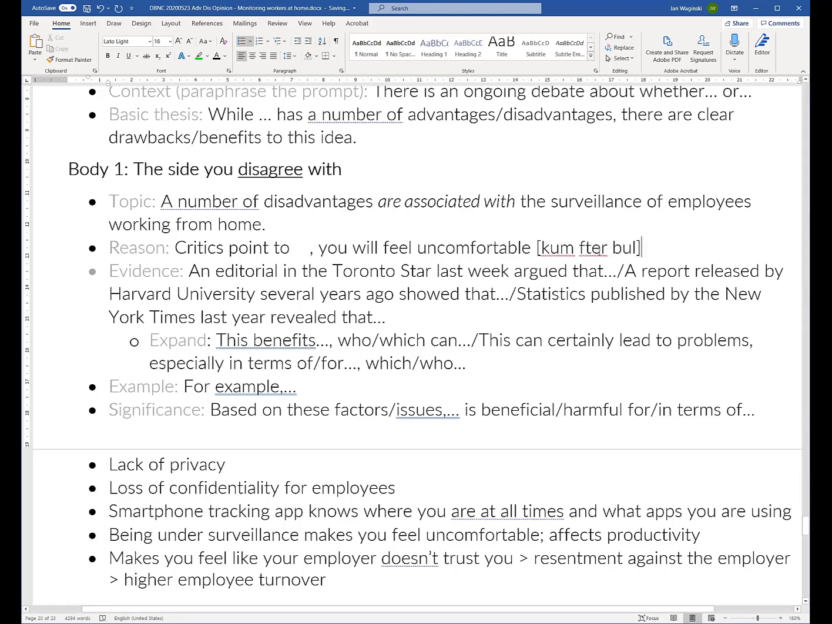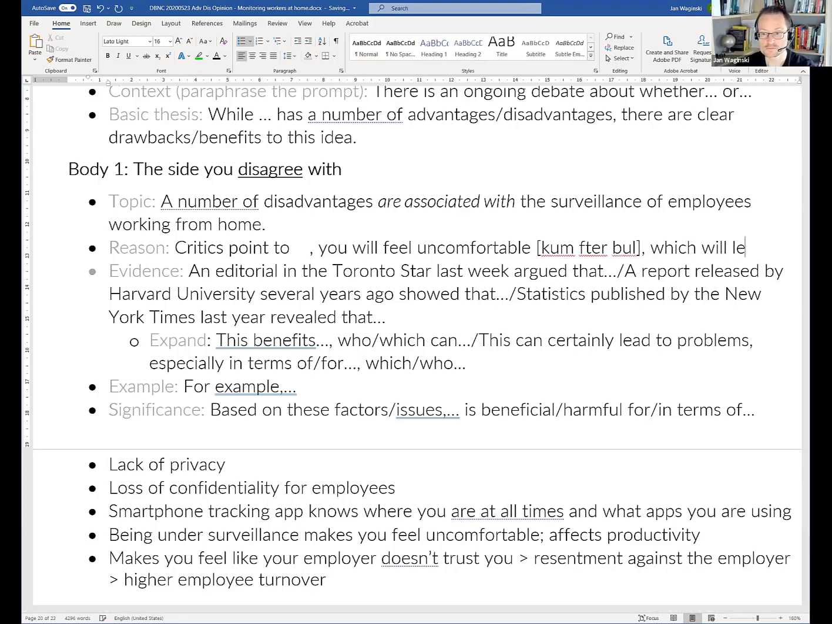And lead to, which will lead to decrease your productivity. Well, you can't say that if the other paragraph says that it leads to increased productivity. Right? If you wrote that, it would contradict the other one.